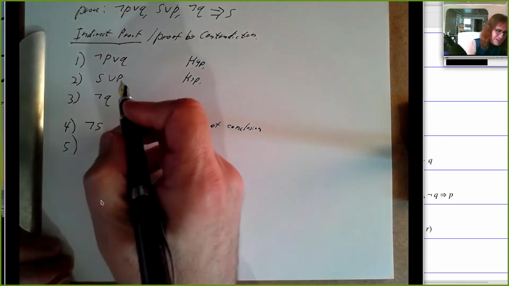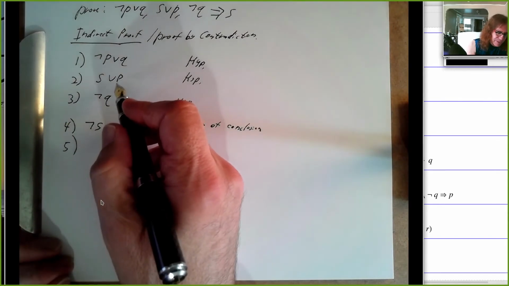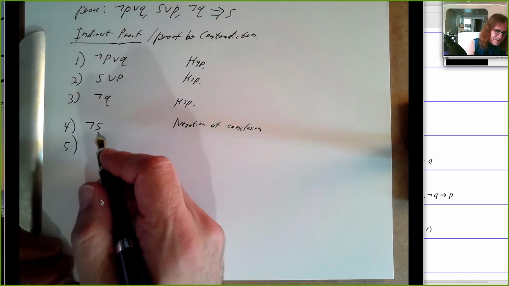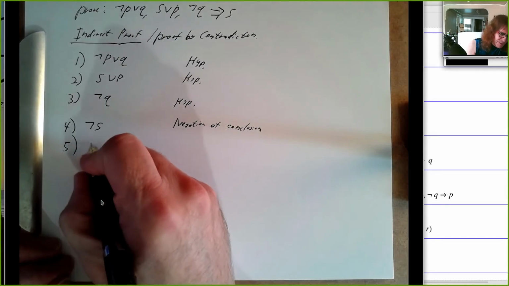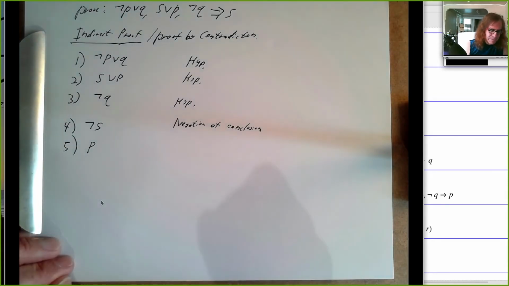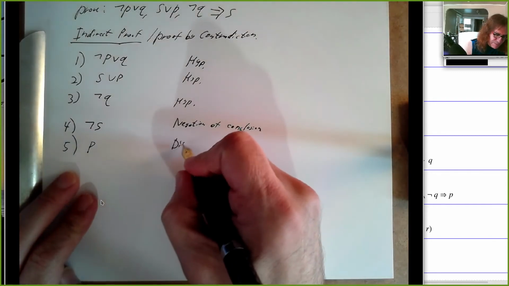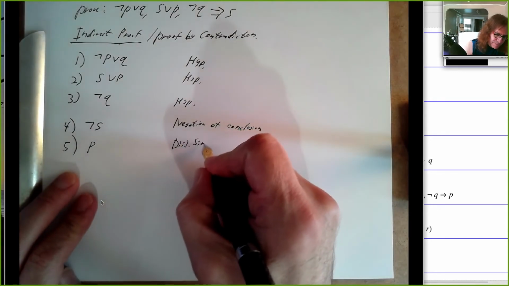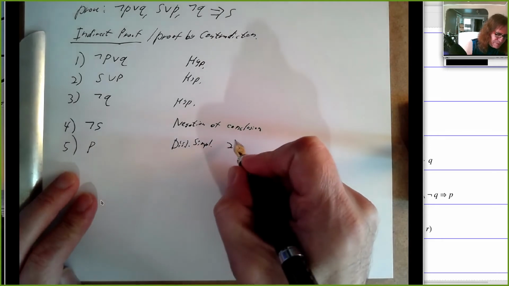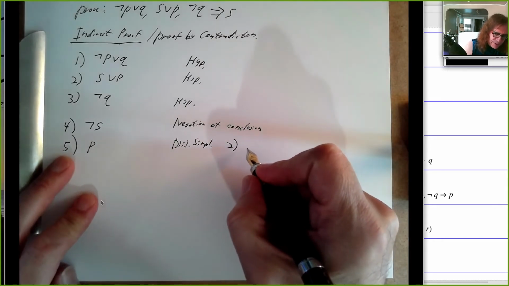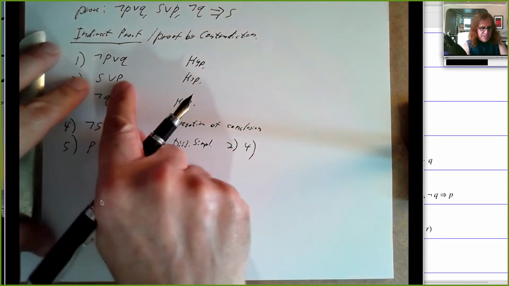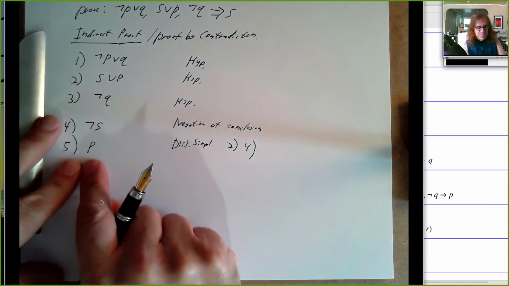Well, I know that S or P is true, and I know that S is false, so that tells me P must be true. Right? So that's disjunctive simplification of 2 together with 4. S or P is true, S is false, so P must be true.